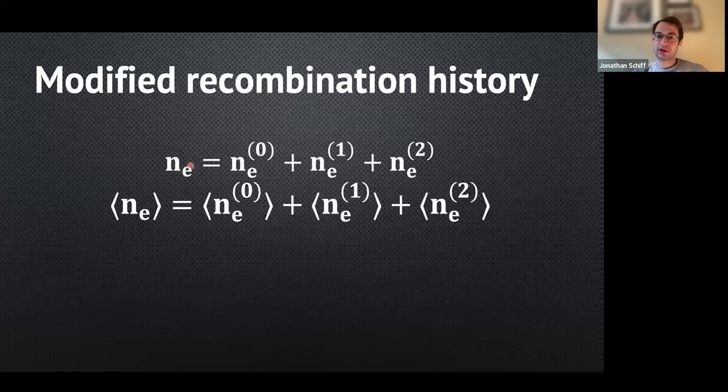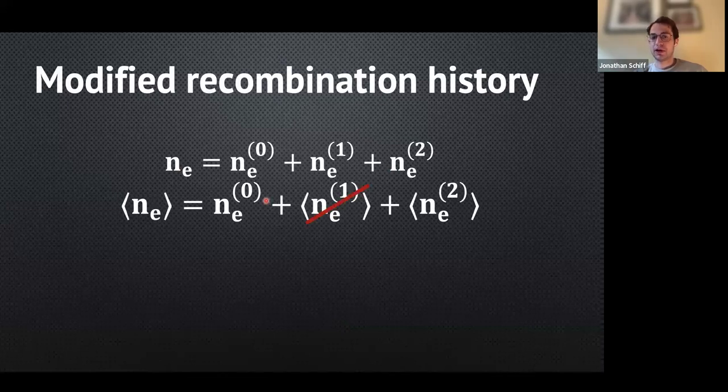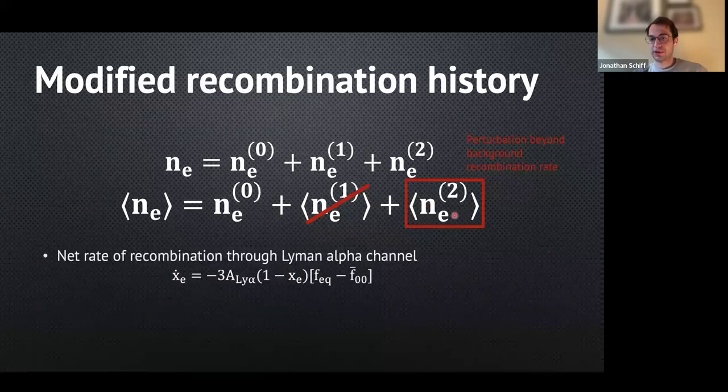So here I'm writing the free electron number density as some background rate, some linear perturbation, and a second order perturbation. Then if we want to know the shift to the background recombination rate, we're going to take a spatial average. The homogeneous one just is what it is from your recombination framework. The linear one necessarily vanishes. So what we're after is the second order response, which will give us the perturbation beyond the background rate.